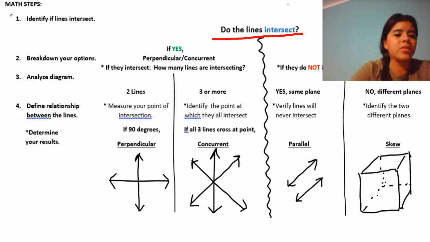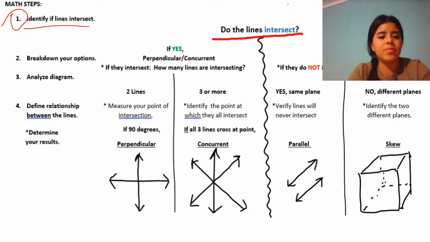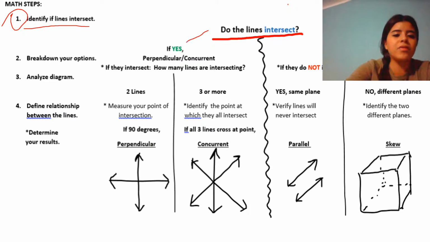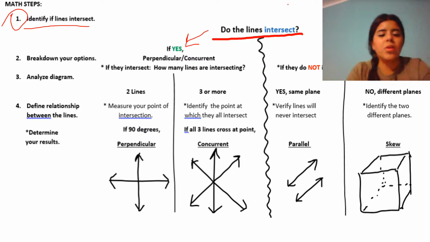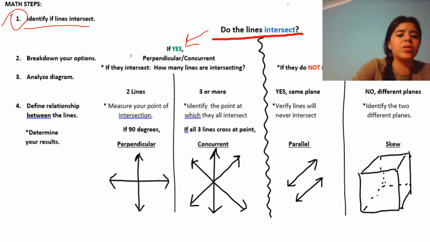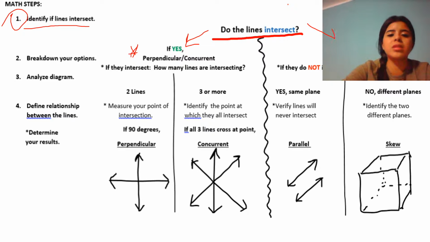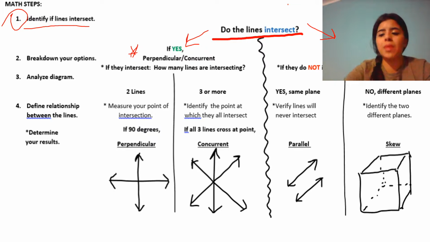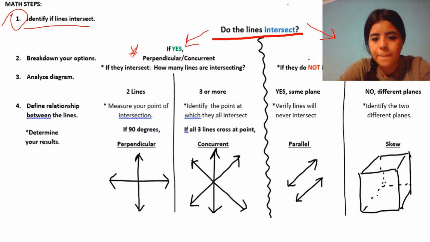Okay, so step number 1. So we can follow along here. Step number 1, we are going to identify if the lines intersect. For example, if they do intersect, we automatically know that they're going to be either perpendicular or congruent lines. If they do not intersect, then we automatically know that they will be parallel or skew lines.